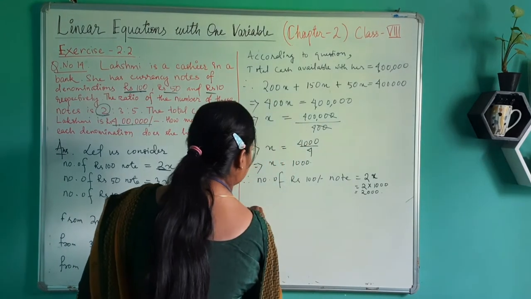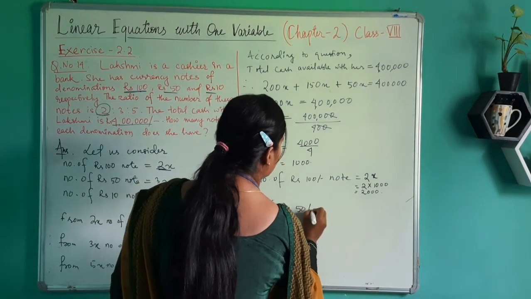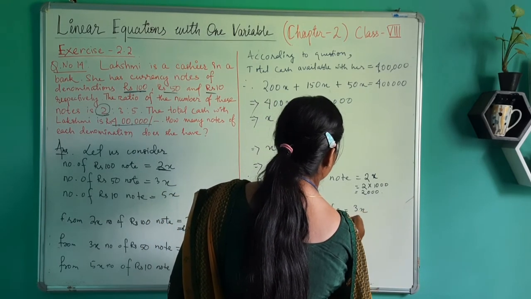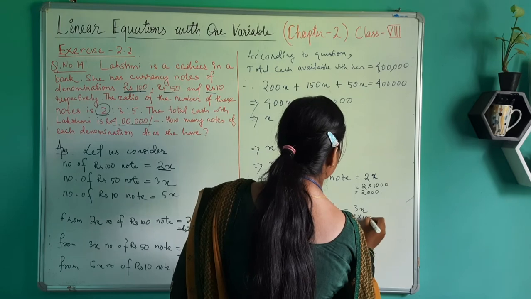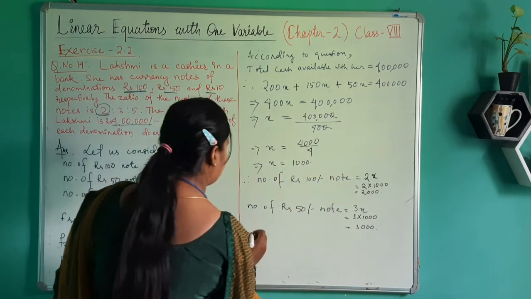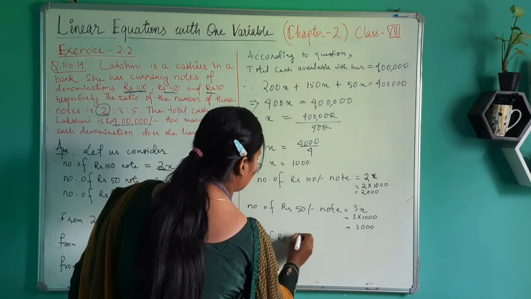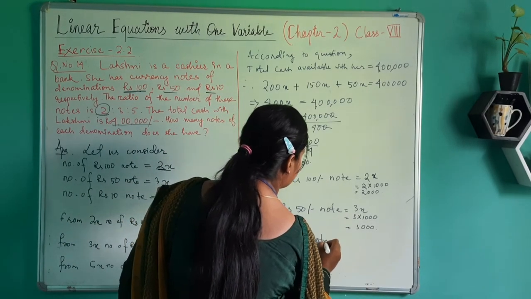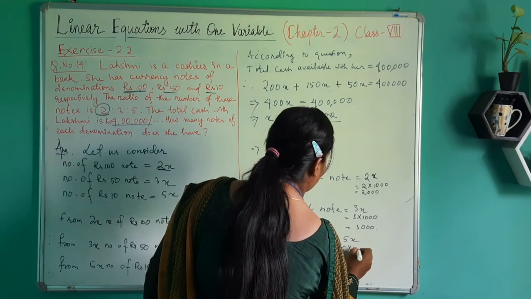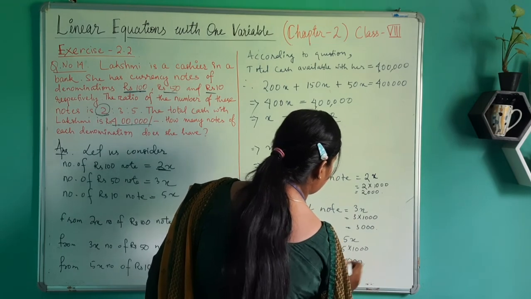Similarly, number of rupees 50 note, that is 3x. So 3 into 1000, that is 3000. Again, number of 10 rupee note is 5x. 5 into 1000, that is 5000.